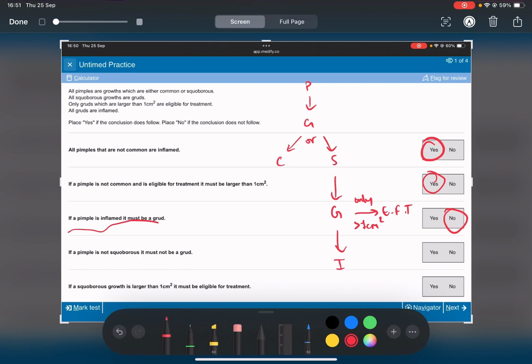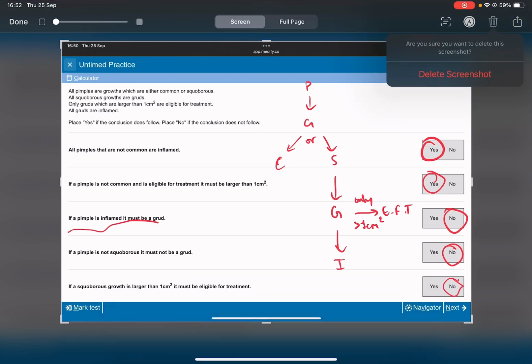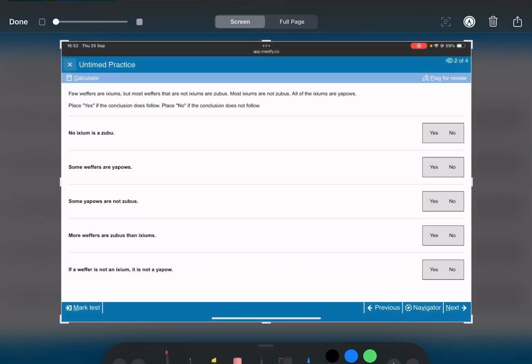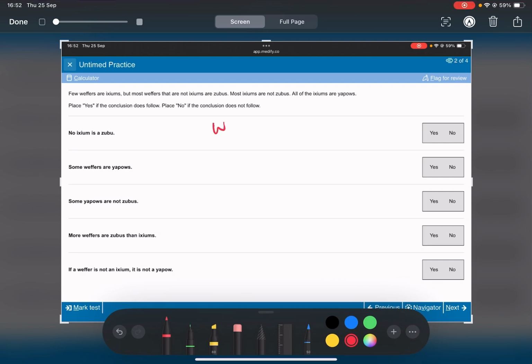Well, I'm going to say no here, because I think you could be something that's not squaborous and still be a grud. How do you know that common things can't be gruds either, if that makes sense? So I'm going to say no here. Lastly, if a squaborous growth is larger than 1 cm, it must be eligible. Not necessarily, only those are eligible, but that's not the only criteria. There could be other criteria involved as well. So that's what I'm going to put. So yes, no.